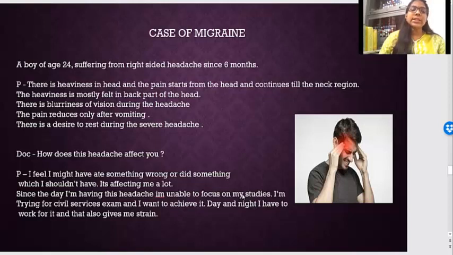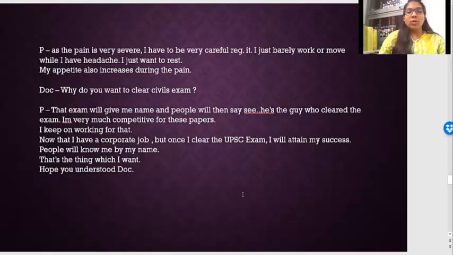So here we understand that the complaints are due to mental exertion. Further, we need to understand what is the issue behind. Right? So we'll ask, why do you want to clear the exam? So the patient says, as the pain is very severe, I have to be very careful regarding it. I just barely work or move while I have the headache. I just want to rest. My appetite also increases during the pain.